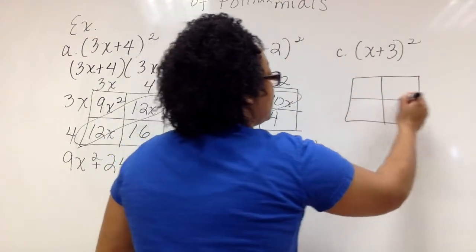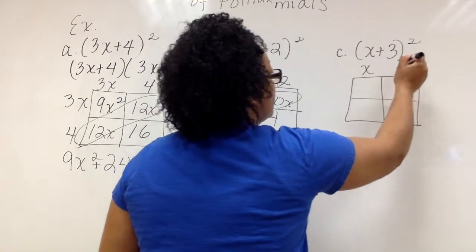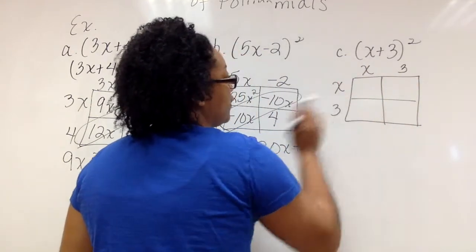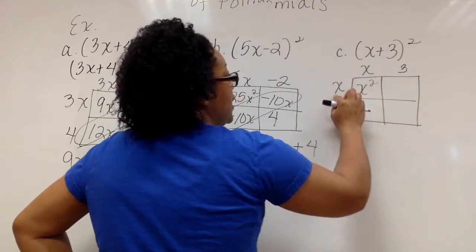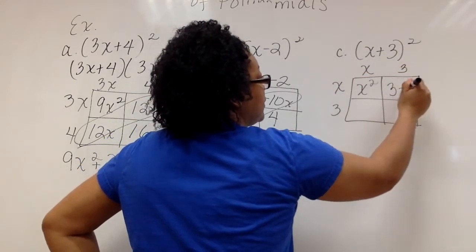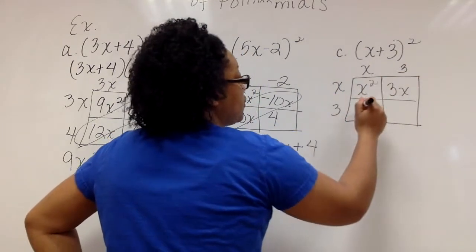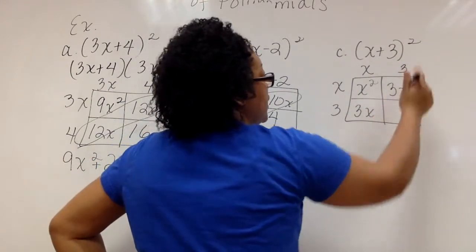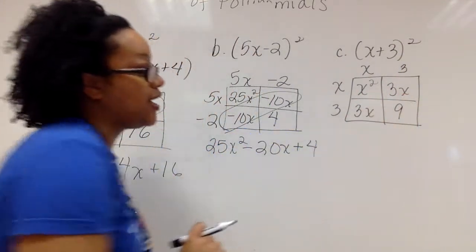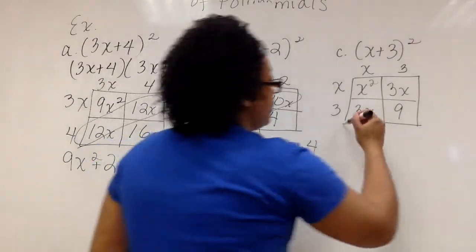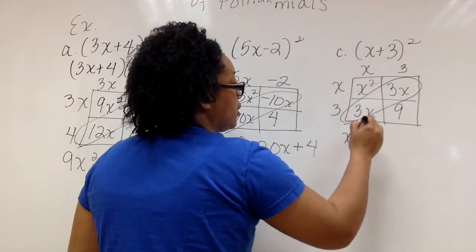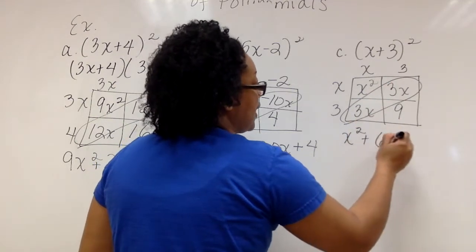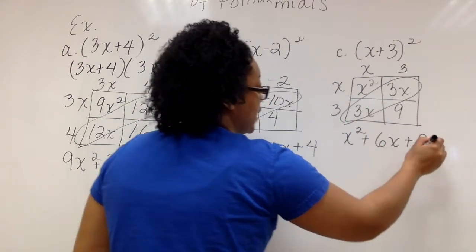Set up my box. You guys go ahead. You don't need me because this is easy. The box method makes all of this very easy. x times x is x squared. x times 3 is 3x. 3 times x is 3x. 3 times 3 is positive 9. Okay? There's my diagonal. And I'm ready for my answer. x squared. 3x plus 3x is 6x. And then I bring down the 9.